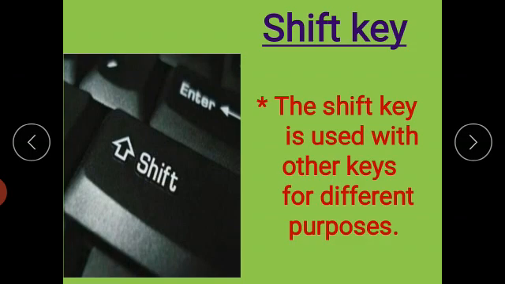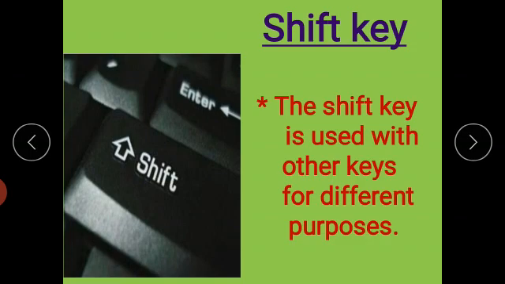Now there are two shift keys on the keyboard. They both have the same function. The shift key is used with other keys for different purposes. On the keyboard there are some keys. Children, listen very carefully. On the keyboard there are some keys that have more than one symbol marked on them. Okay, so to type a special character given on the upper half of a key, the shift key is used.